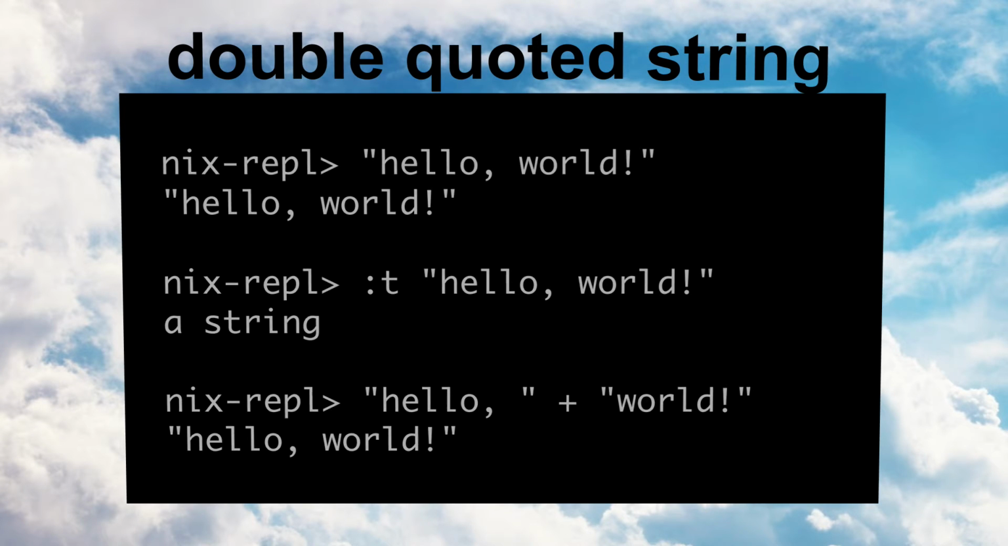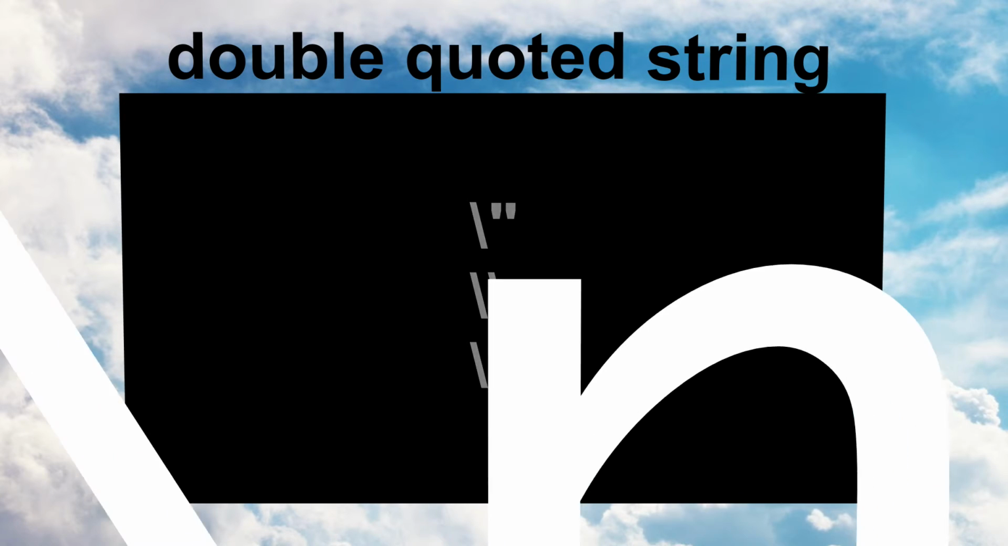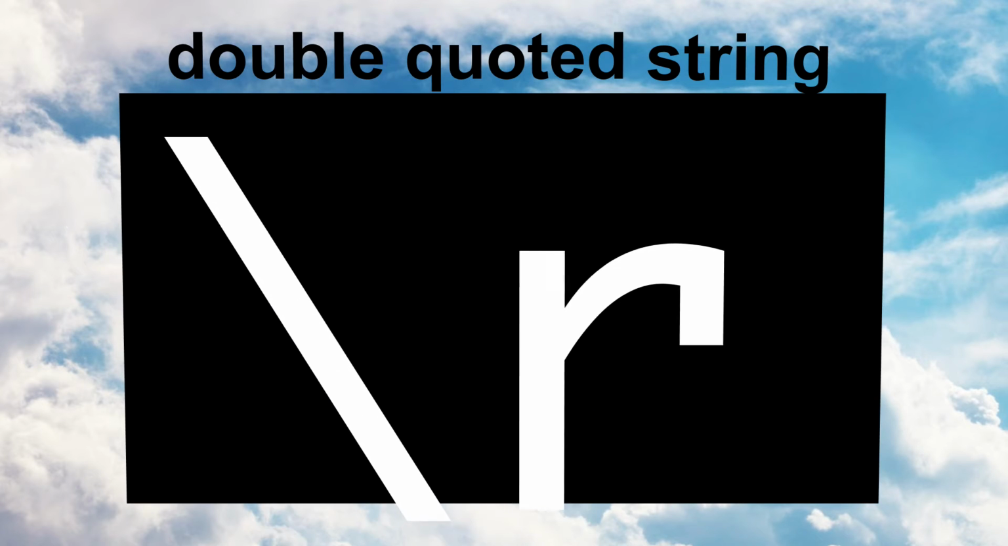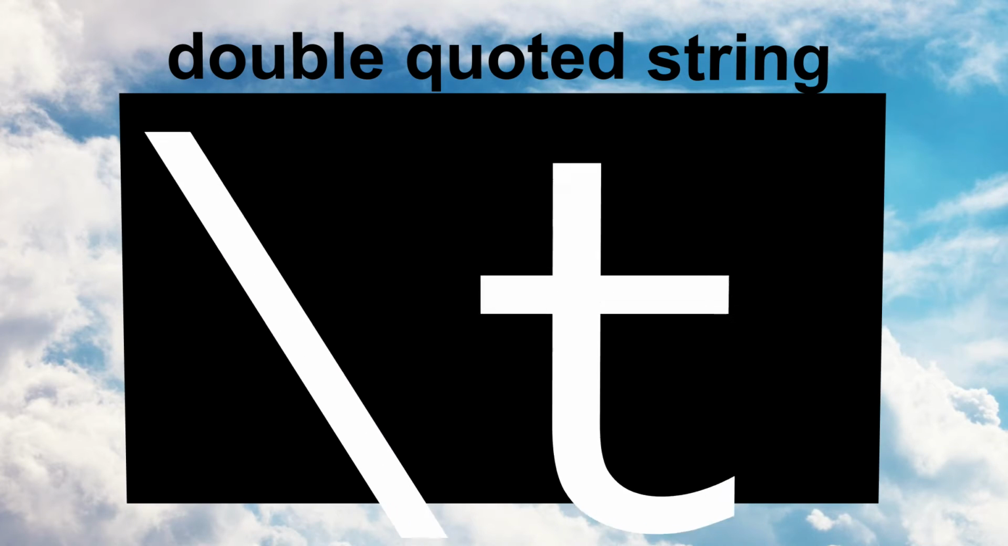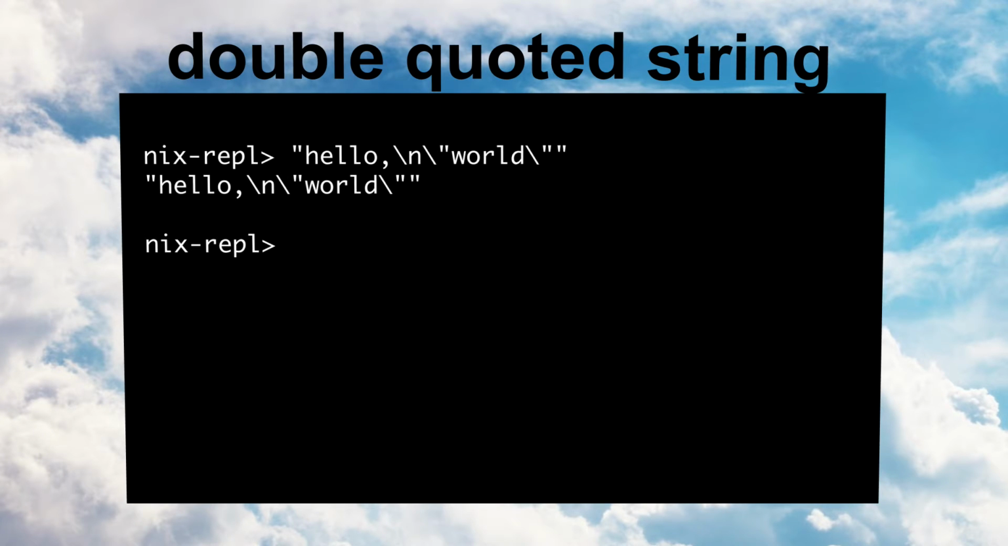As you may expect from other languages, double quote and backslash are special characters that must be escaped using a backslash. The character sequence $open curly brace is also reserved and must be escaped using a backslash. Like other languages, you can use \n for new line, \r for carriage return, and \t for tab. In this example, we escape the double quotes and insert a new line in the middle.